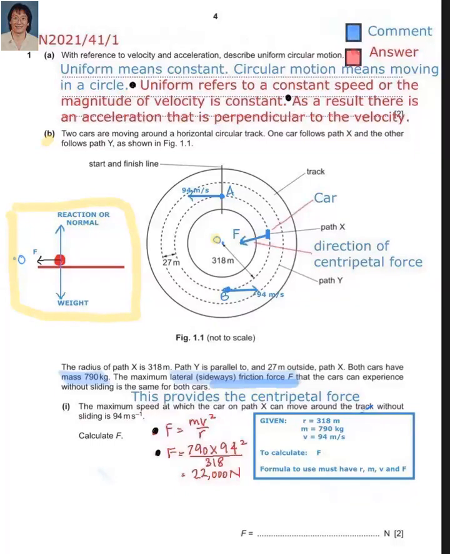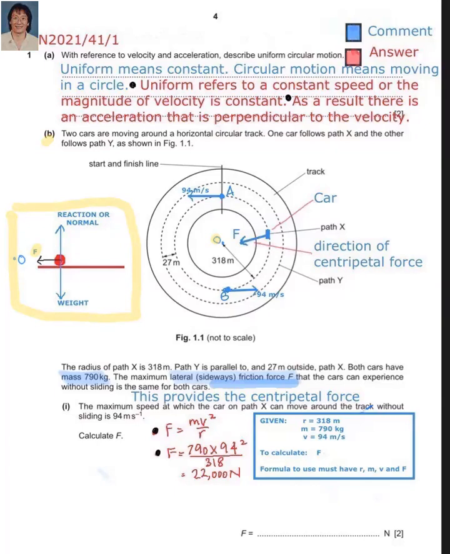However, there is an unbalanced force F acting towards O. This unbalanced force is the force that provides the centripetal force. In part 1, we have to calculate the maximum speed at which the car on path X can move without sliding. Sorry, we have to calculate the force.